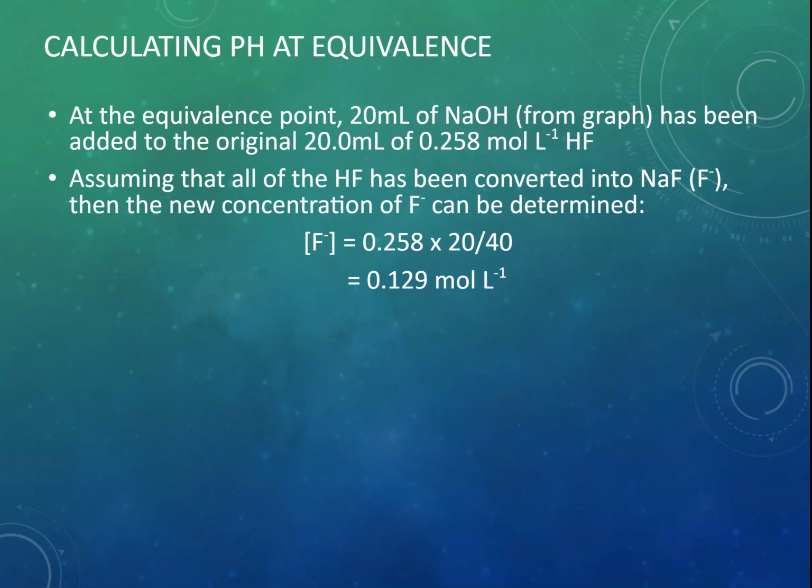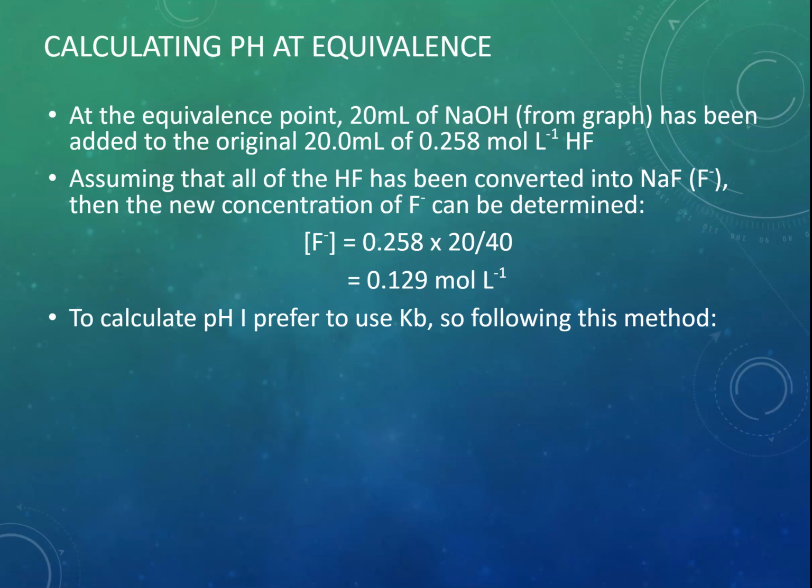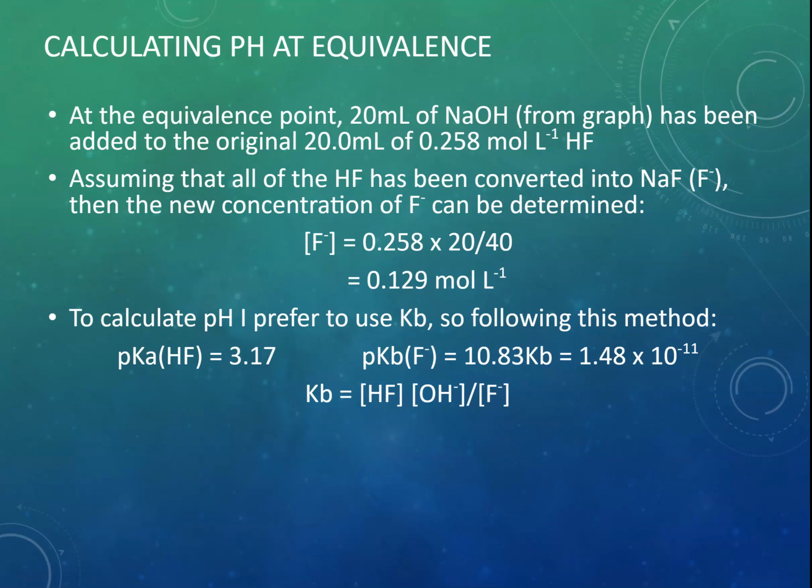So we've got that. At this point, it's simply a calculation of the pH of a weak base. And again, I prefer to use Kb for this. If you prefer to use Ka, then please do that. That's fine. So if we know the pKa, which you were given in the question, we can work out pKb, and therefore we can work out Kb. We can then put in the formula.